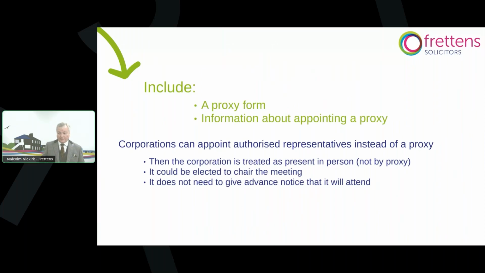Proxy forms have the advantage that the form is sent out with the meeting, and they're widely used and well understood. Appointment of a representative is a little bit unusual, so will risk causing a bit of confusion, but there are a couple of advantages that can be important. One is that the corporation attending by their authorised representative are considered to be attending the meeting in person. And that means that the representative could, for example, be appointed to chair the meeting, which could be useful.